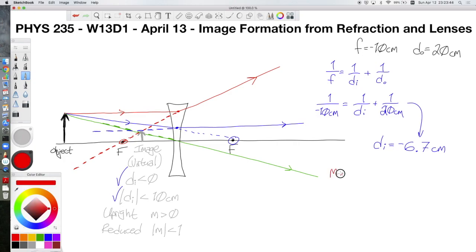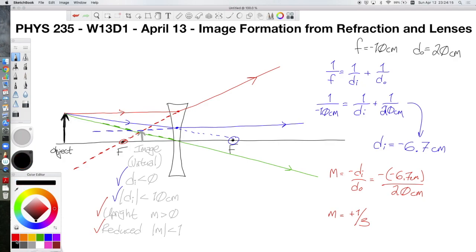Then when we calculate our magnification using negative di over do, that becomes negative of negative 6.7 centimeters on the top and 20 centimeters on the bottom, and we find a magnification of positive 1/3, which is both positive and has a magnitude of less than 1. And even looking at our image, you could make a good case that this image right here is about 1/3 the size of our object right over here.